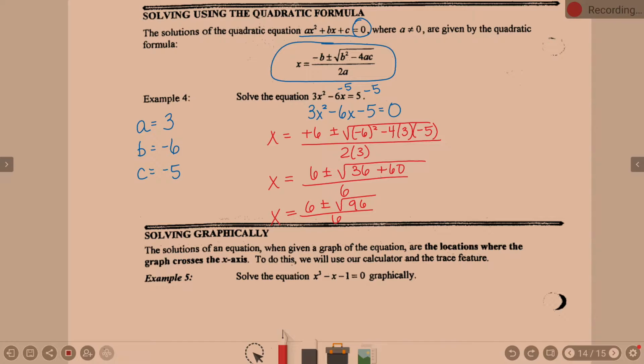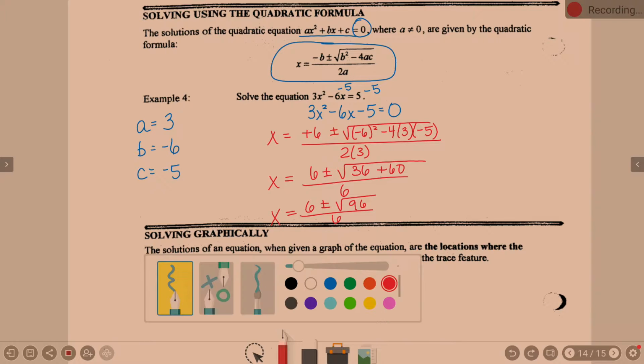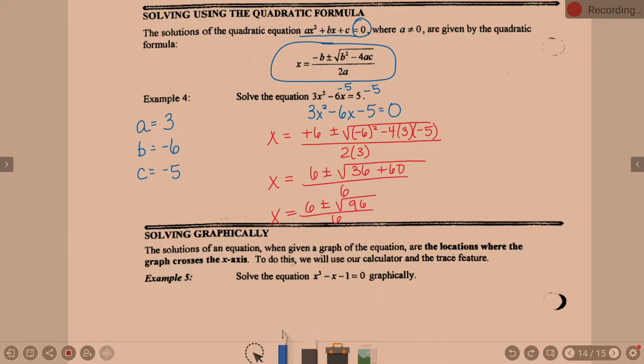Unless, of course, we break it into 2 fractions. But what about that square root of 96? What? It's breakable? 96 itself is not a perfect square. But if you grab that calculator and start playing, you're going to find that 96 is divisible by a perfect square.